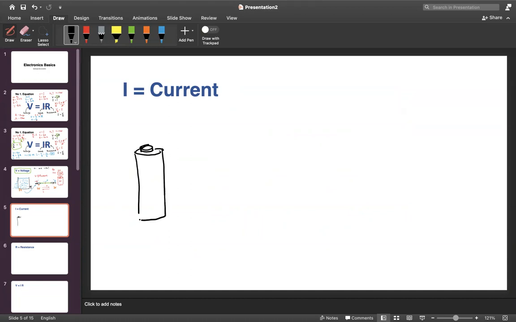Right, so this is a battery. Can you tell me which side is positive and which side is negative by looking at the battery? What is this side? Positive. Why do you say that is positive? Because that's how it looks, right? And what is this side? Negative, right?